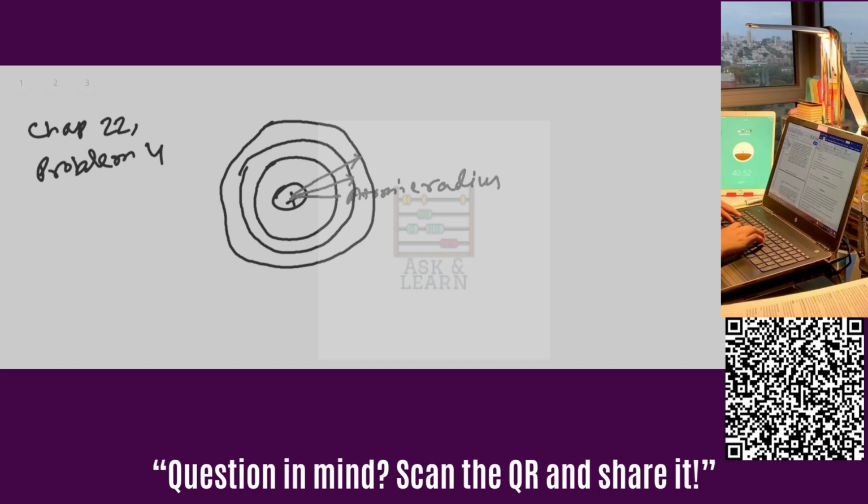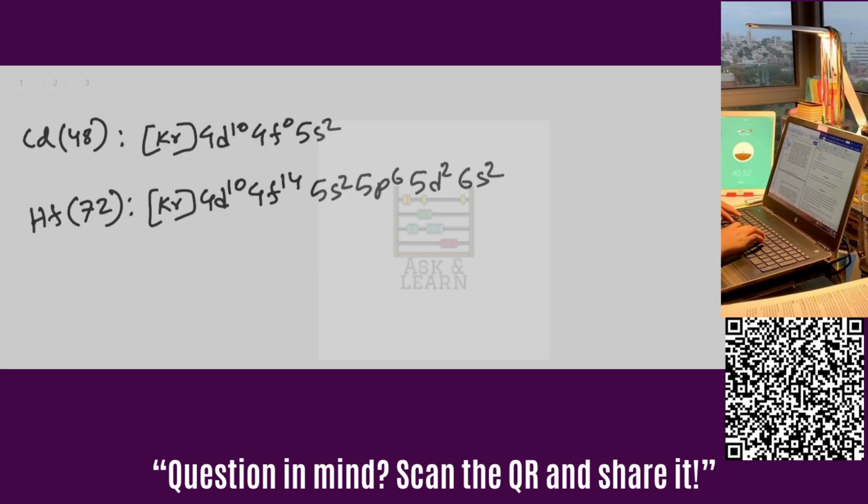But in case of the transition metals, when we go from row 2 to row 3, we don't see very much change in the atomic radius, or the row 3 transition metal elements' atomic radius is almost similar to the row 2 elements' atomic radius. So the reason is, let's look at these two elements here.